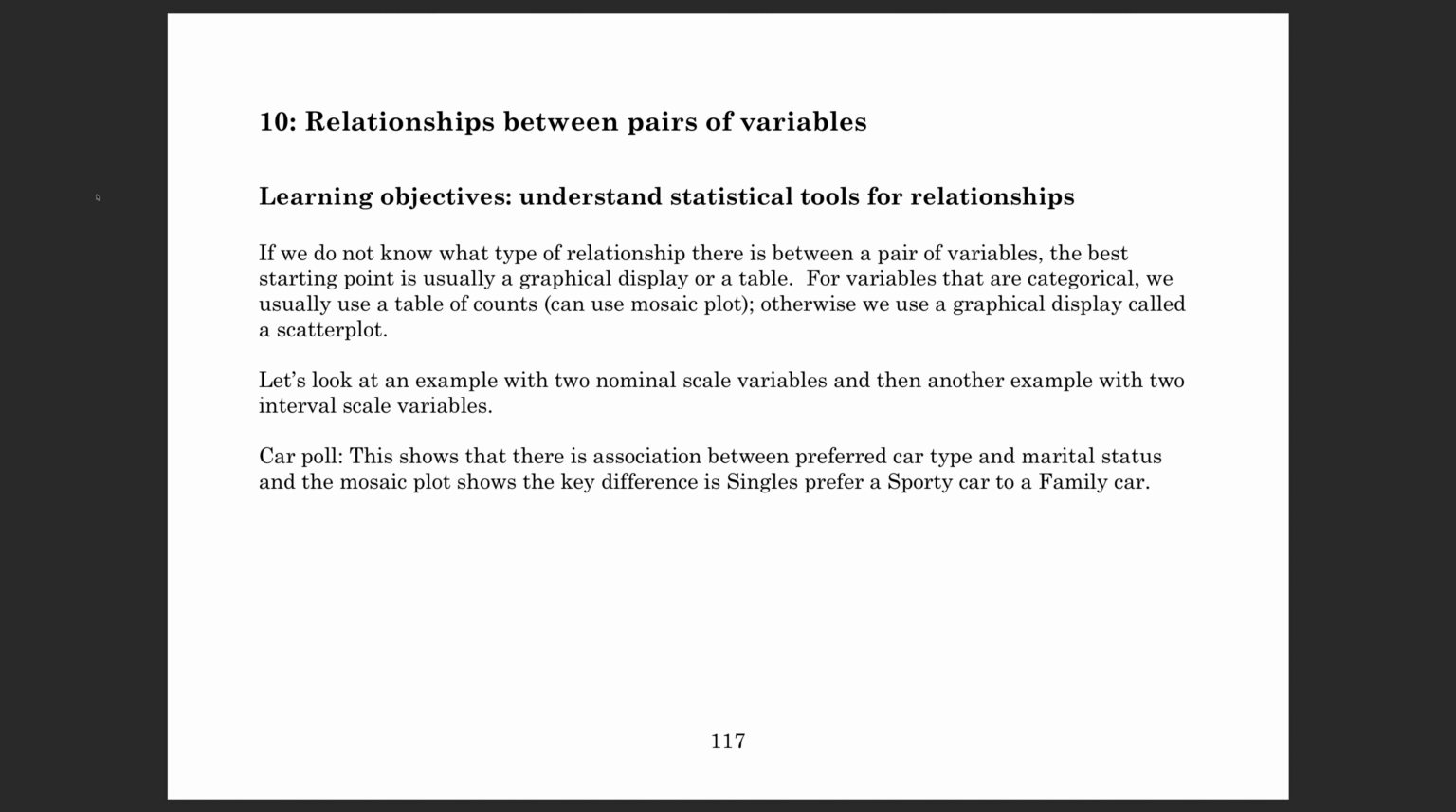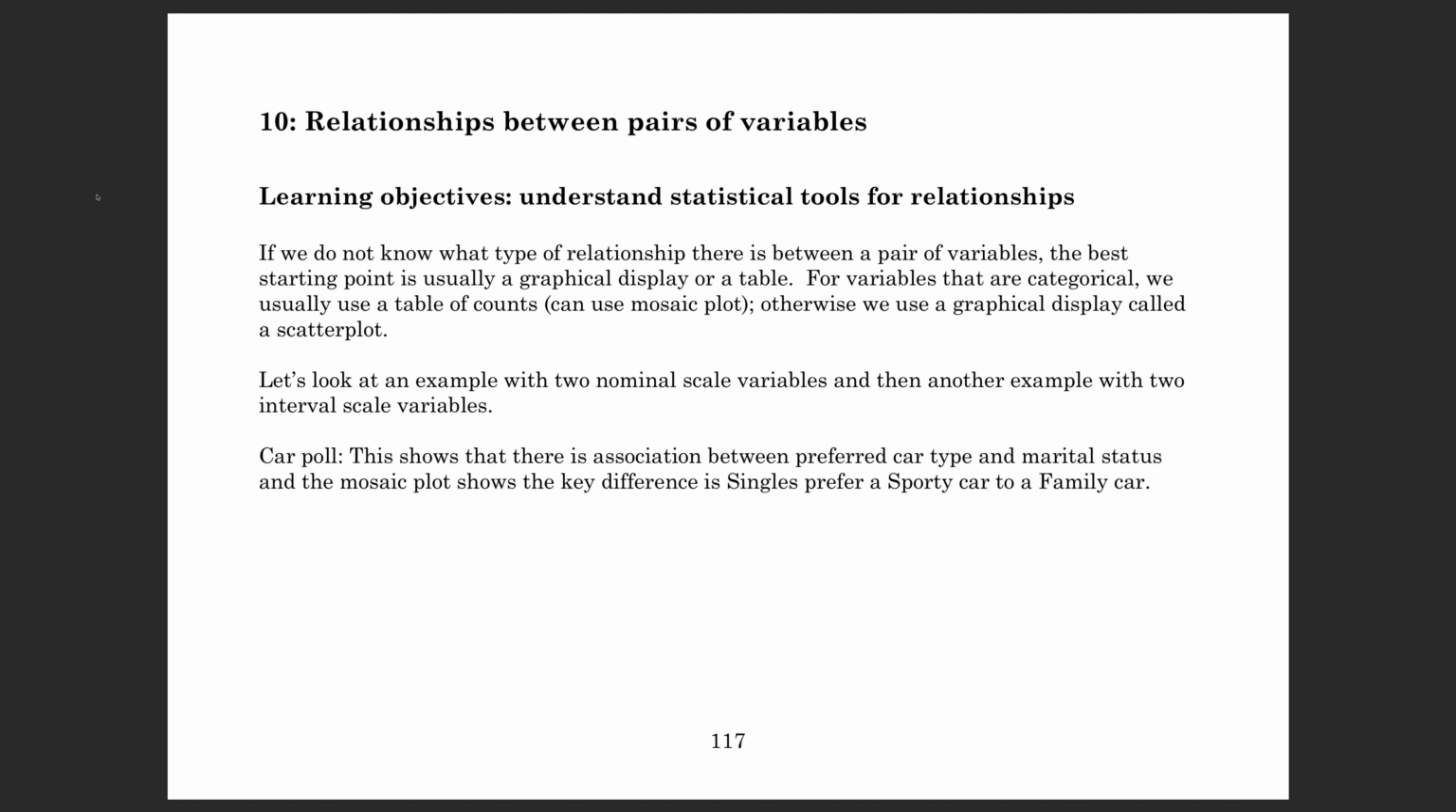So we're going to look at 2 examples. The first example is with 2 nominal scale variables. If you don't remember, nominal scale means they're categorical but with no ordering of the categories. And then we're going to look at another example with 2 interval scale variables, which means that differences in values are meaningful. So the example with 2 nominal scale variables is a very simple opinion poll.